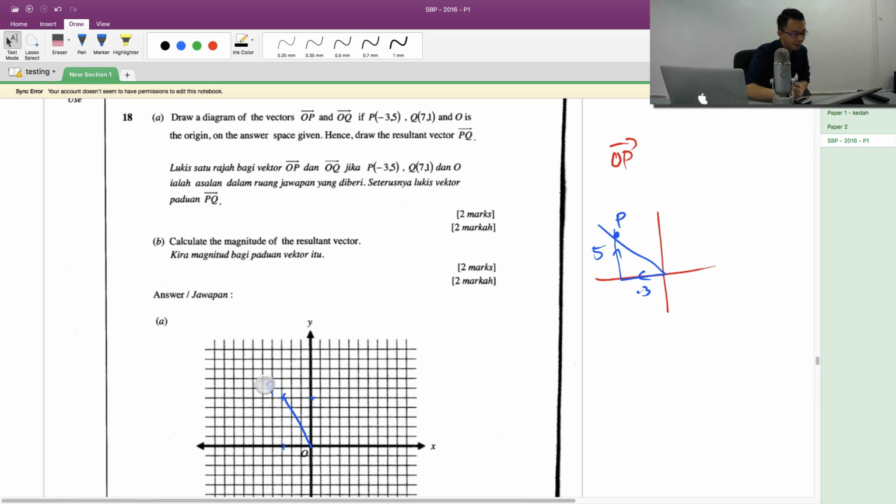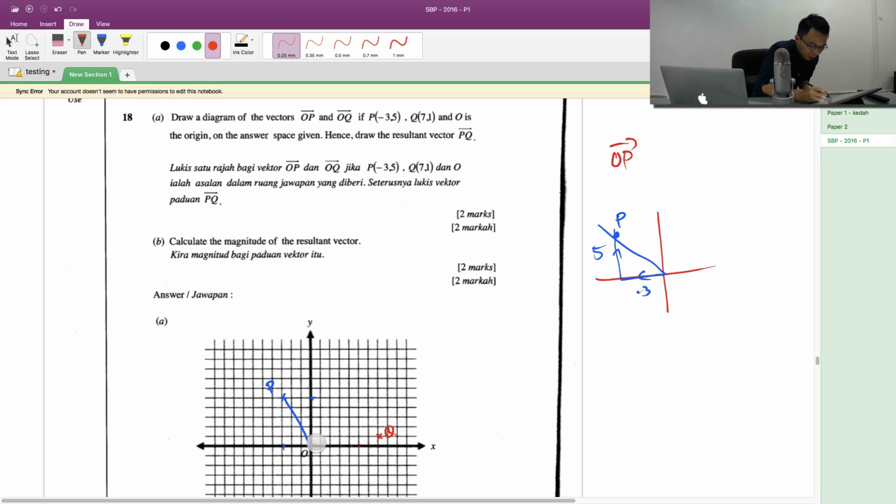Here is P. Alright, then the next thing is OQ, which is 7, 1. Going 7, it's 1, 2, 3, 4, 5, 6, 7. And 1 is over here. This is Q.